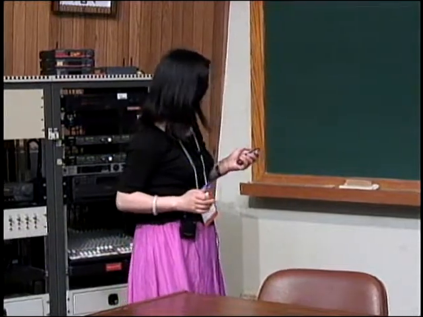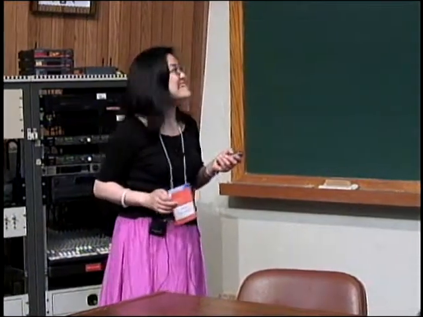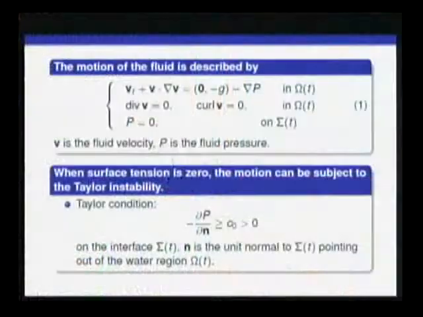Unless there is an interaction like air. But this is the Euler equation. With an interaction like that, we are not sure, so leave that out for a moment. So we know that in case there's no surface tension, there's a very important condition. It's called the Taylor condition.